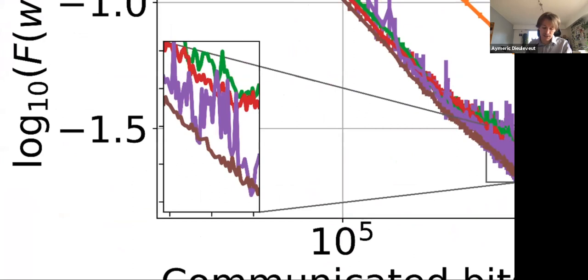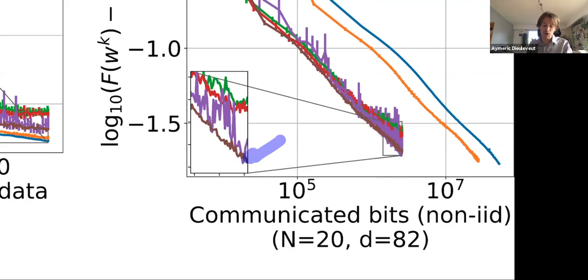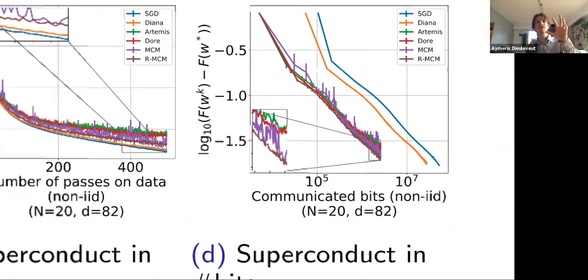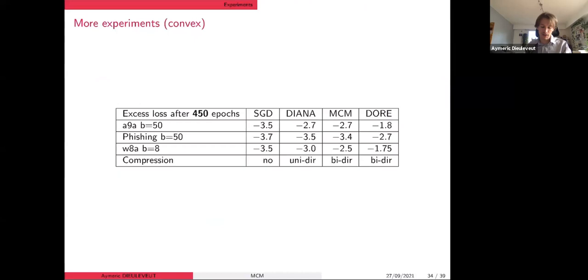One interesting case here is this one, where we see that there is some difference between the randomized one in brown and the non-randomized one in purple. So this is the impact of this randomization that reduces this exposure. And I think I have even more results. Same takeaway here: Diana and MCM match in terms of loss, while Dore is much worse for all these A9A, phishing and W8A datasets.